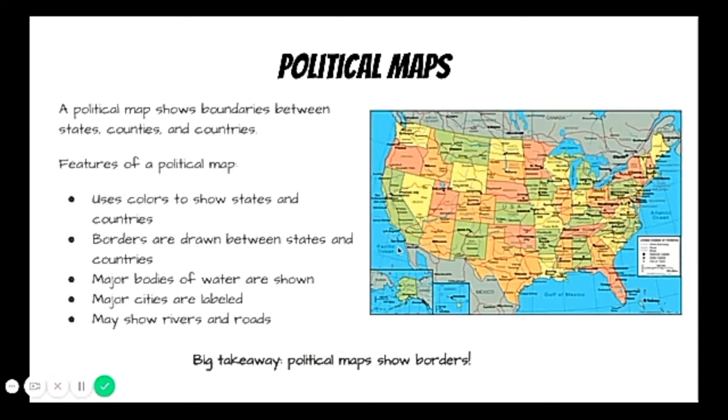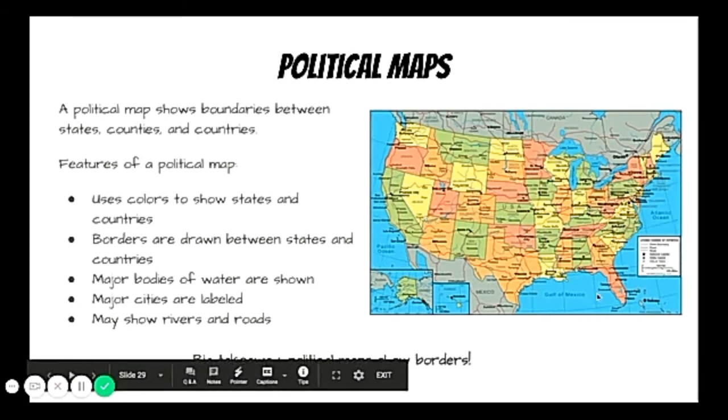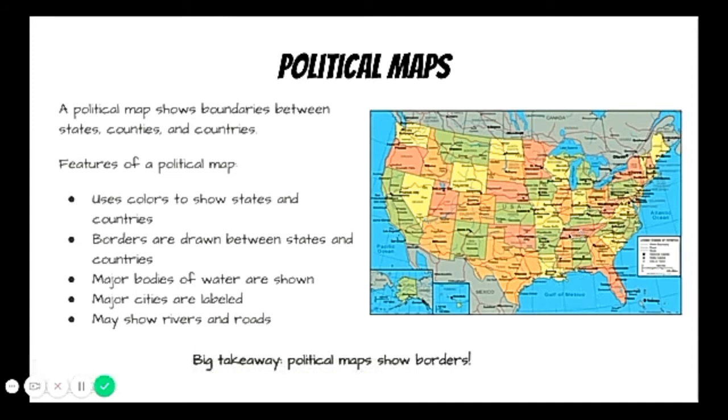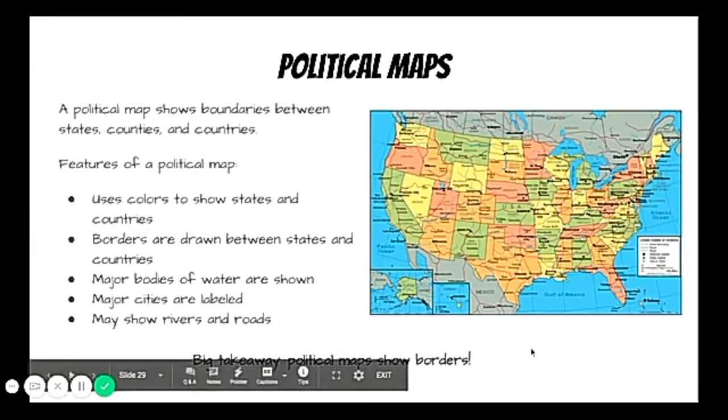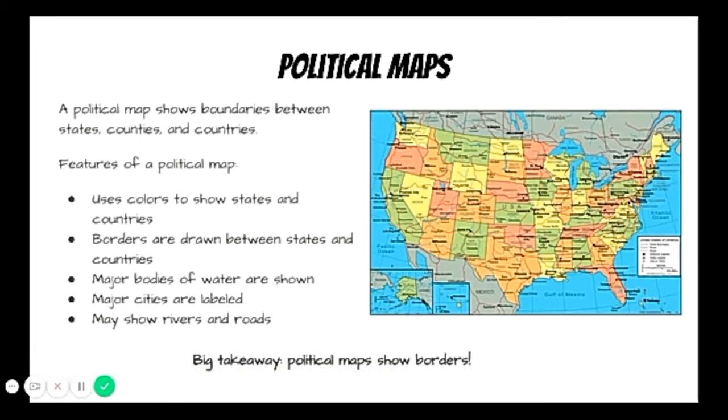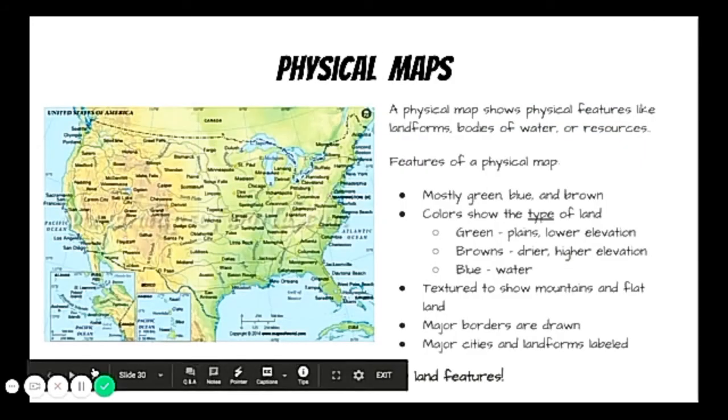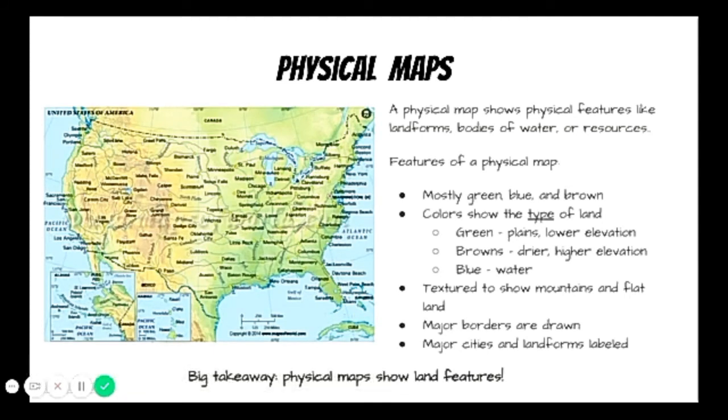You can see the map, it has different colors showing the different states and countries. It also shows borders that are drawn between the states and countries, and the major bodies of water are also shown using the blue colors. If you see the parts of the map with blue, it shows the bodies of water. Okay, then also major cities are labeled, and may show rivers. Okay, now let's look at the physical map.